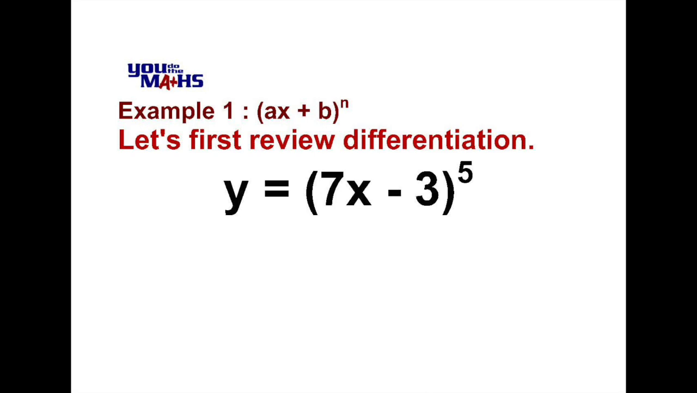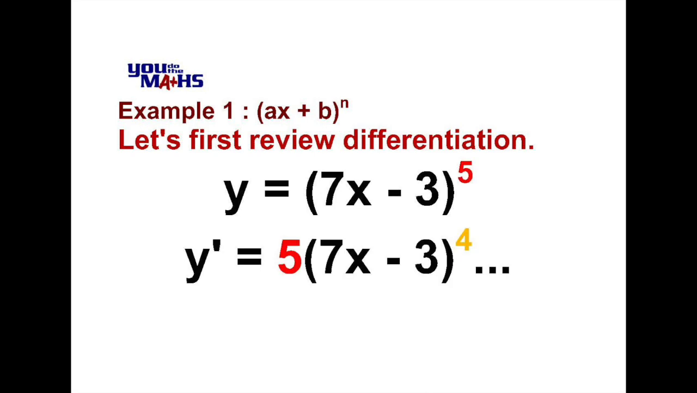To apply differentiation here, we need to consider the chain rule. So we'll consider the inside of the bracket 7x minus 3 to be an individual term for the moment. We take the power 5 and we place it at the front of the bracket, and we reduce the power by 1, so it becomes 4. We then consider the inside of the bracket and multiply what we had before by the derivative of 7x minus 3. In other words, multiply this expression by 7.